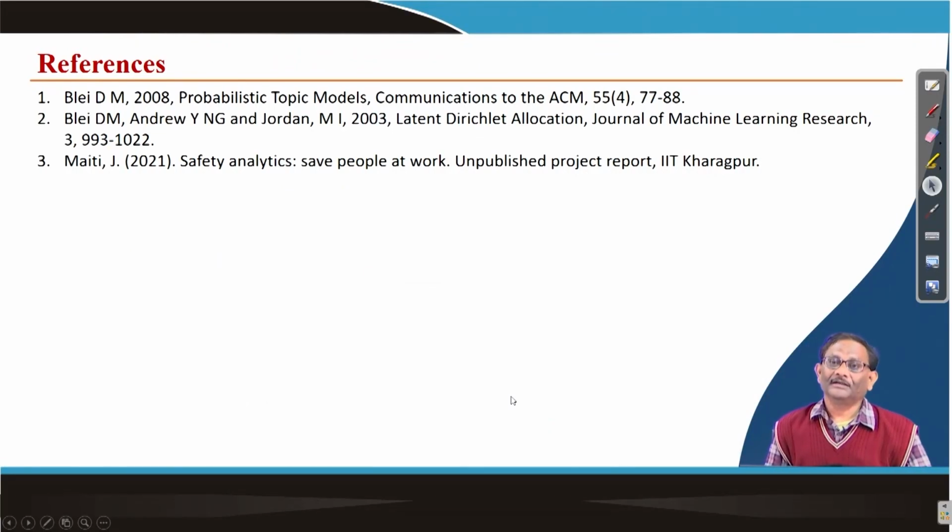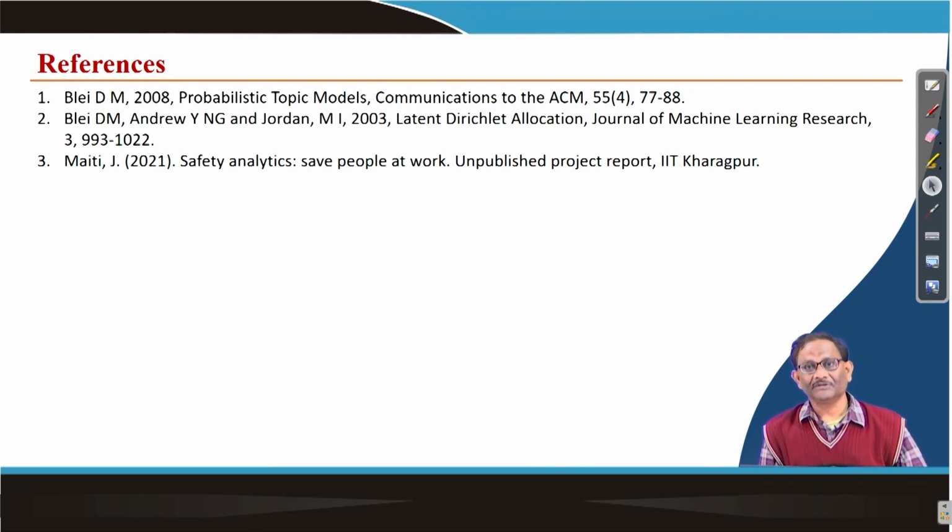I hope that the lecture gives you some idea of how to use unstructured text, particularly different safety reports, to get meaningful information, and finally use that information in performance evaluation, monitoring, as well as intervention design, or I can say accident prevention and mitigation of consequences.